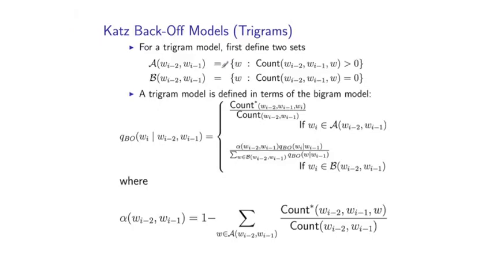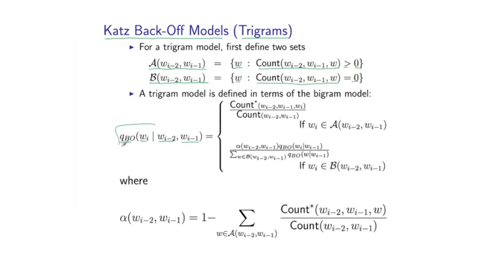So this method can be extended in a fairly natural way to Katz's back-off models for the trigram case. We're now going to define an estimate of Wi given two previous words, and this is derived in a very similar way to the bigram case. Again, I'm going to define sets A and B, which now depend on the two words being conditioned on. The first set A is the set of words W such that the trigram count is greater than 0, and the second set B is the set of words W such that the trigram count is equal to 0.